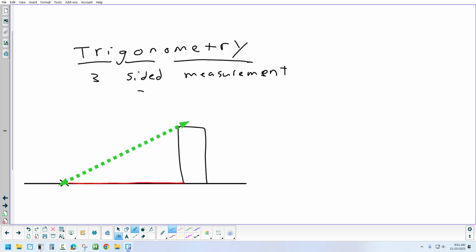But you basically built a triangle right here. And if you can find the height of it, that's the height of the building. So that's one example of how you can use trig.